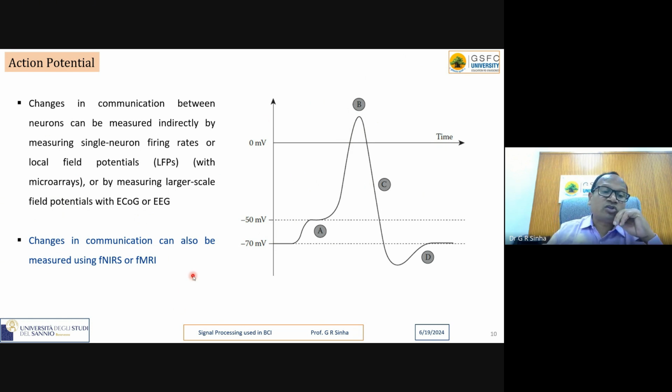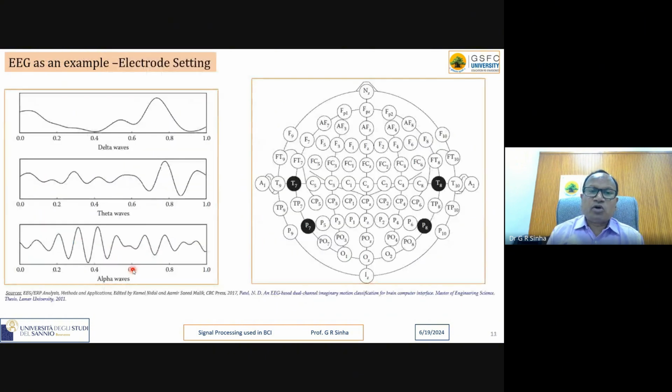So changes in communication can also be measured using either functional NIRS or functional MRI. Because whenever those neurons communicate, say when you are trying to solve some critical, complex problem, your brain activity increases. Whenever brain activity increases, there might be more and more interaction between groups of neurons. Therefore, functional MRI can also track the changes in blood flow in terms of the types and the amount of hemoglobin, whereas PET can also measure blood flow tracking. So in all the cases, the changes are recorded in terms of electrical potential.